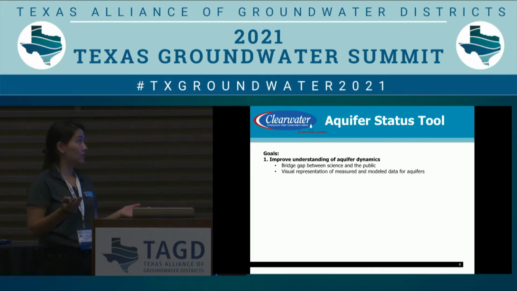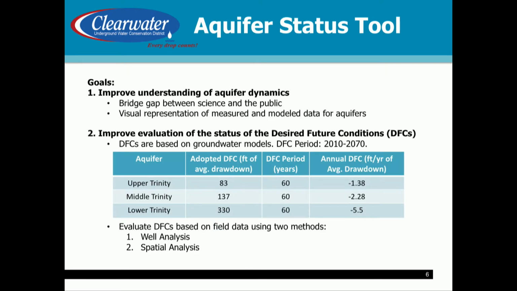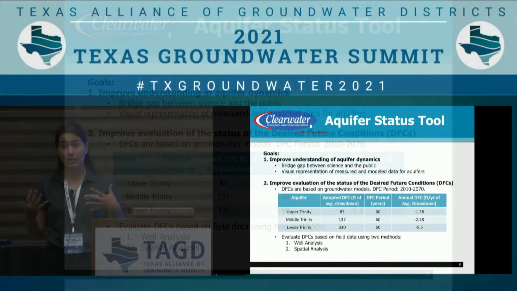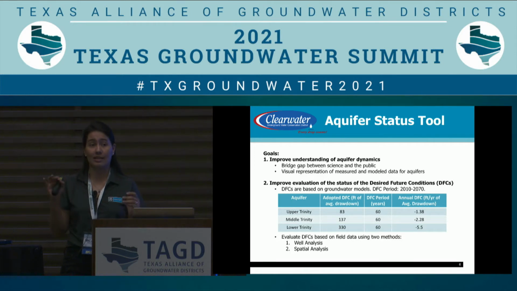So the 2 main goals of the Aquifer Status tool are to improve the understanding of aquifer dynamics and to improve the evaluation of the status of the desired future conditions. Within the first goal, we're really trying to bridge the gap between science and the public. So we want to give the user the tools to be able to access the most up-to-date data that's out there for the district, to be able to explore it, to ask their own questions and build their own hypotheses using the most available, most recent measured and modeled data.